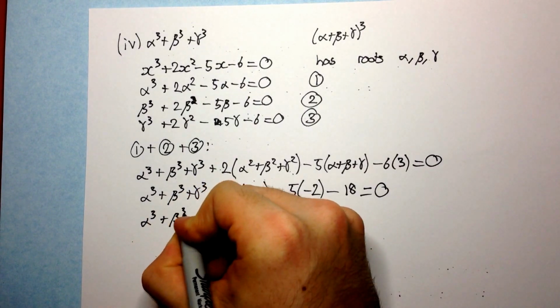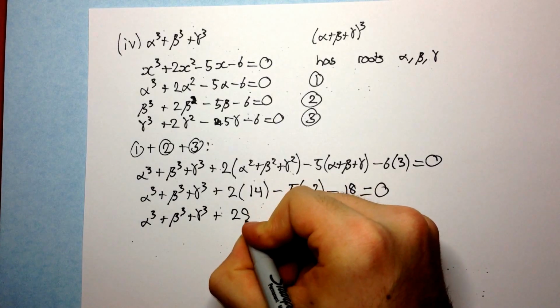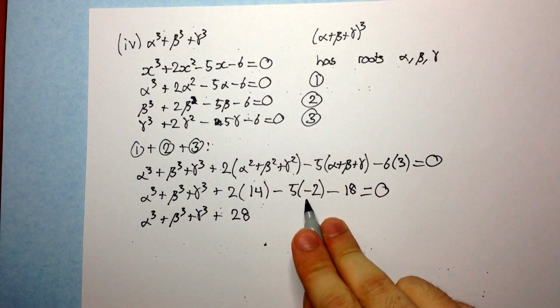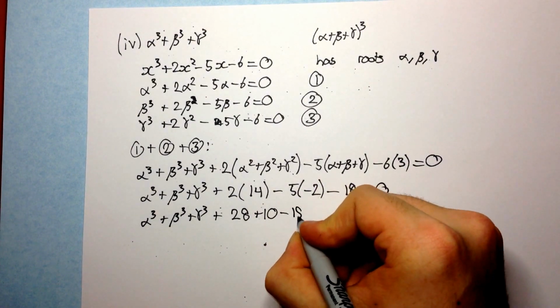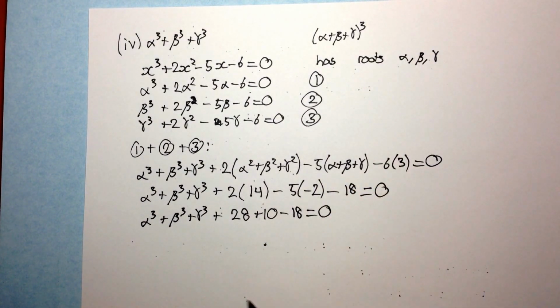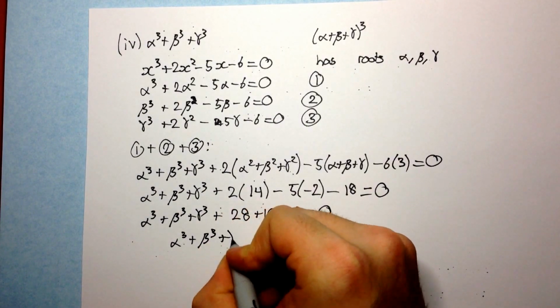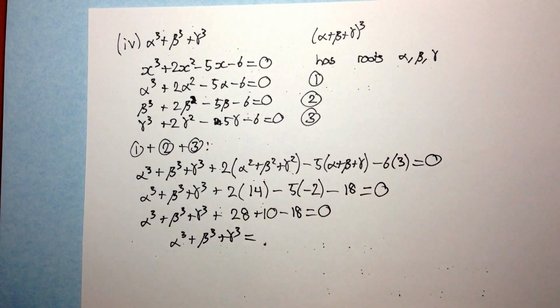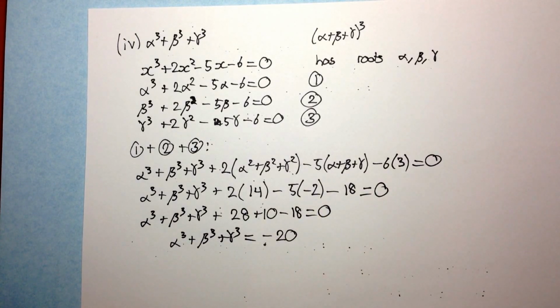I'm just working out the value now. So 2 times 14 is 28. Negative 5 by negative 2 is positive 10. And here we have negative 18. If you simplify that, you will get alpha cubed plus beta cubed plus gamma cubed is equal to negative 20. And that there is your final answer.